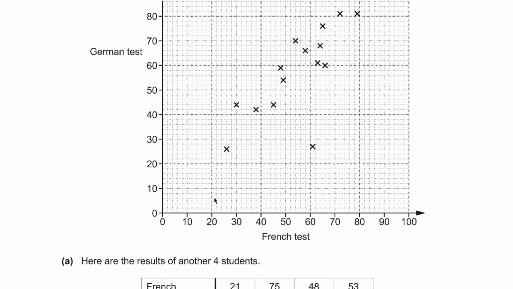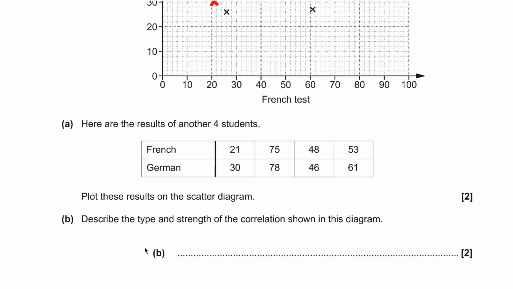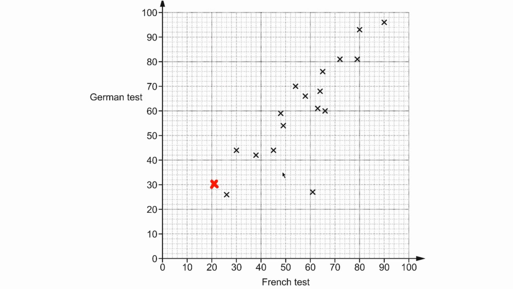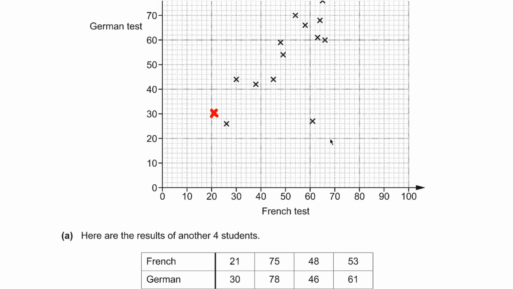So 21, 30, that's over here. Then we've got 75, 78. So 75, 78. Well, 78 is along this horizontal line, and halfway between that we'd have the 75 as shown here.